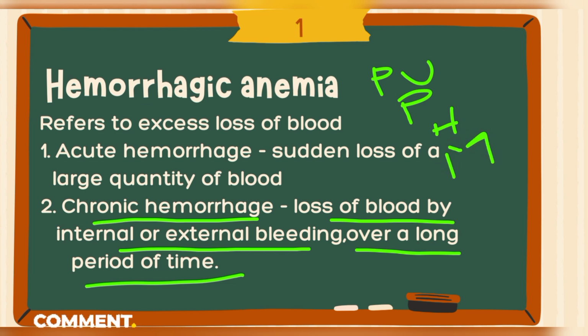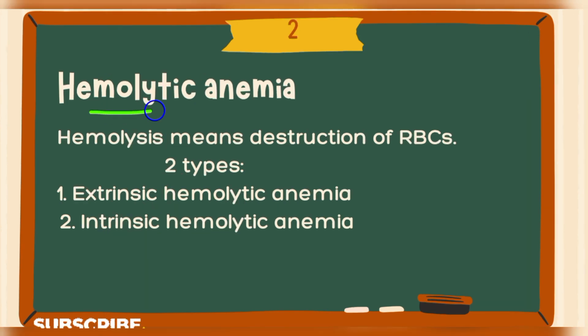Due to continuous loss of the blood, lots of iron is lost from the body, causing iron deficiency, and this affects the synthesis of hemoglobin, resulting in less hemoglobin content in the cell. The cells also become small, hence the RBCs are microcytic and hypochromic.